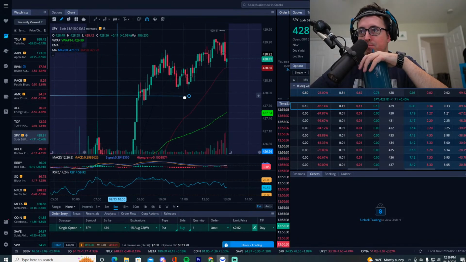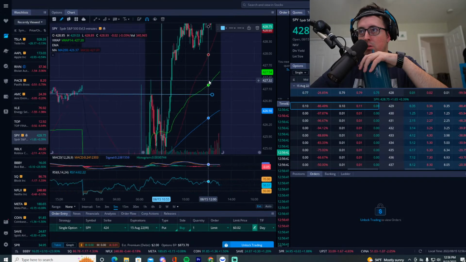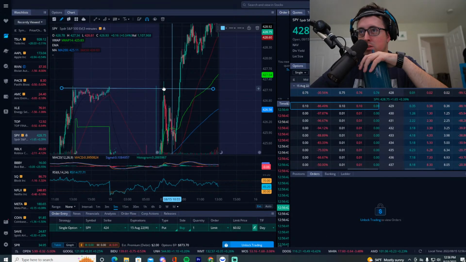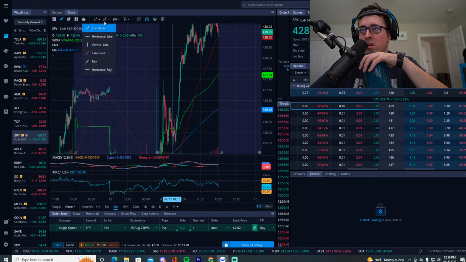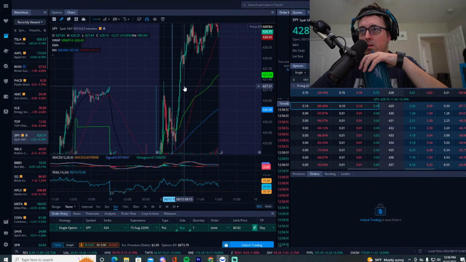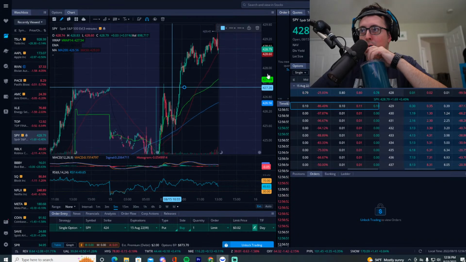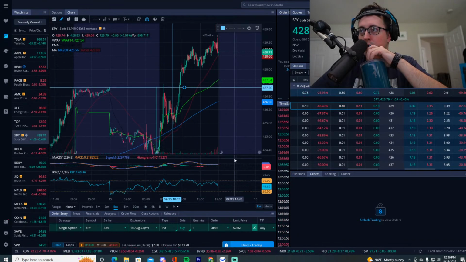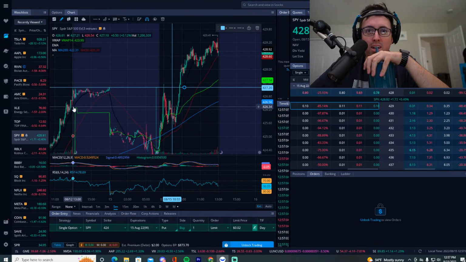So pretty. Oops. I moved my line. Where was that? That was not where it was. It was like right here. I'm going to make that an actual line so I don't move that again. We'll just put that level there just to watch it. 427.20. So about $1.50 move downwards still. I hope it's easier to read.